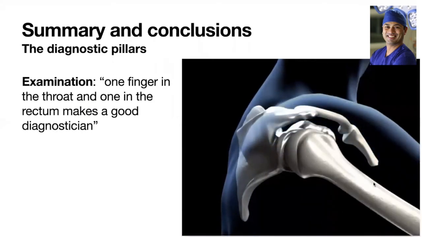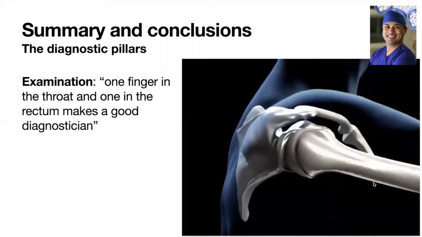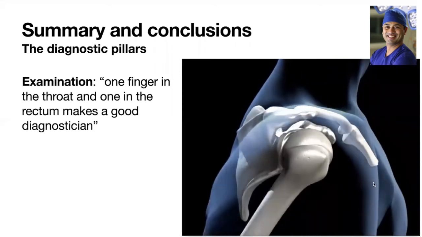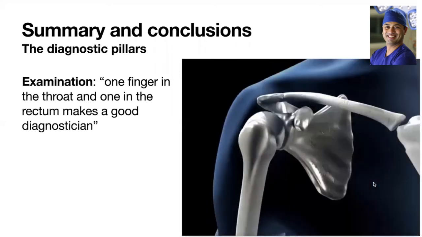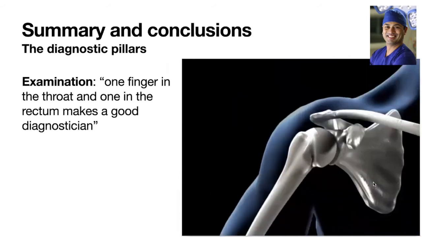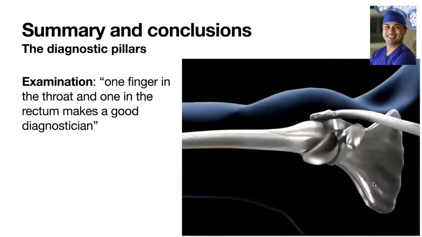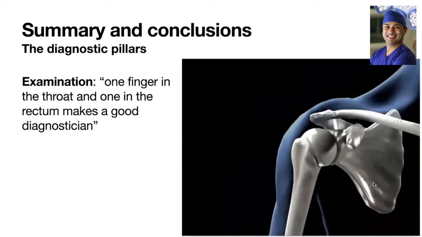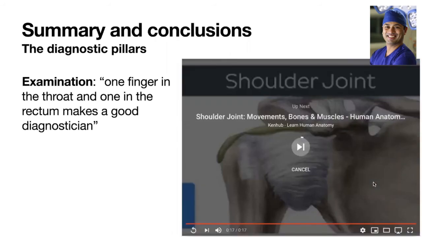The second important pillar is examination. And there's another quote here. The first one was a quote, listen to your patient. The second one, this is not something I do, but it's a quote about the importance of physical examination. One finger in the throat and one in the rectum makes a good diagnostician. Examine your patient. And you saw the active and passive motion there on that slide.